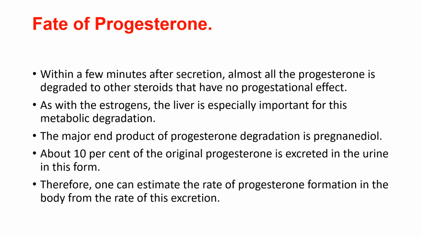Fate of progesterone. Within a few minutes after secretion, almost all the progesterone is degraded to other steroids that have no progestational effect. As with the estrogens, the liver is especially important for this metabolic degradation. The major end product of progesterone degradation is pregnanediol. About 10% of the original progesterone is excreted in the urine in this form. Therefore, one can estimate the rate of progesterone formation in the body from the rate of this excretion.